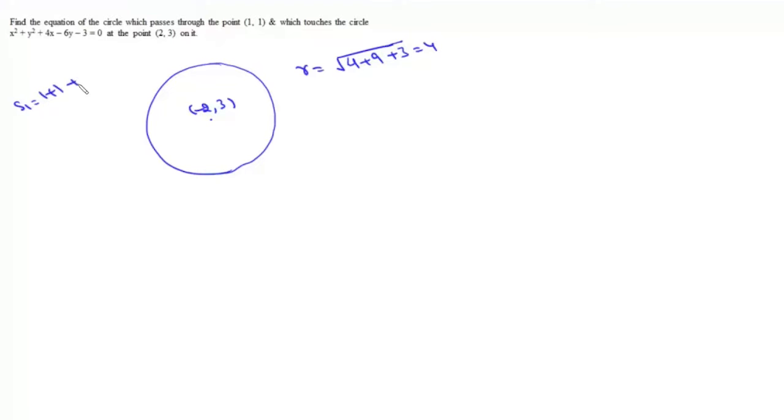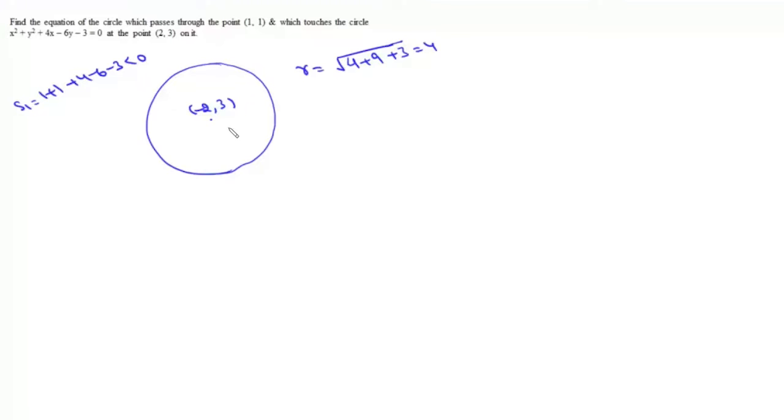Now the question is, find the equation of circle which passes through the point 1 comma 1 and which touches this given circle at the point 2 comma 3 on it. So we have this circle whose center is at minus 2 comma 3 and whose radius is under root of 4 plus 9 plus 3, which is 4. And if we look at this point 1 comma 1, then S1 will be 1 plus 1 plus 4 minus 6 minus 3, which is less than 0. So basically this 1 comma 1 lies inside of this circle.